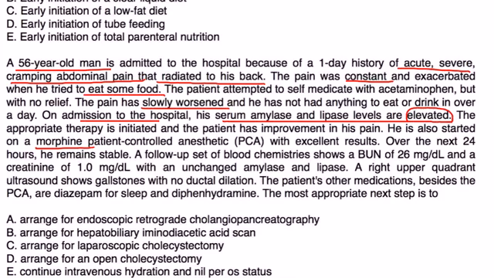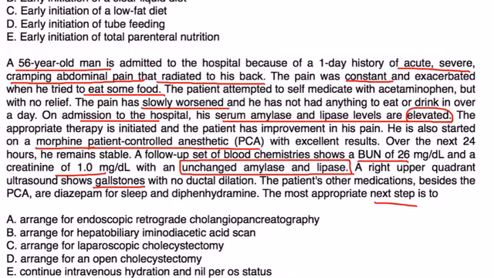Over the next 24 hours, he remains stable. Follow-up set of blood chemistries show a BUN of 26 and a creatinine of 1 and an unchanged amylase and lipase. A right upper quadrant ultrasound shows gallstones with no ductal dilation. Patient's other medications, besides the PCA, are diazepam for sleep and diphenhydramine. Most appropriate next step is, well, if this patient still has unchanged amylase lipase, so he's still in pancreatitis.